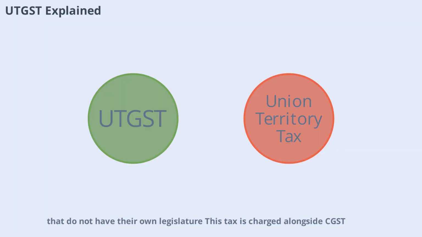UTGST, or Union Territory Goods and Services Tax, applies to transactions within union territories that do not have their own legislature. This tax is charged alongside CGST, ensuring that union territories are also covered under the GST system. The revenue from UTGST goes to the respective union territory administration.